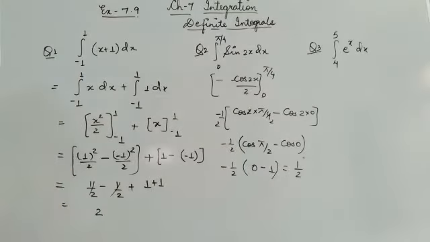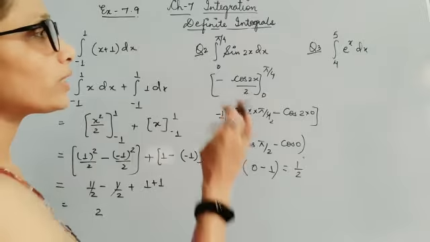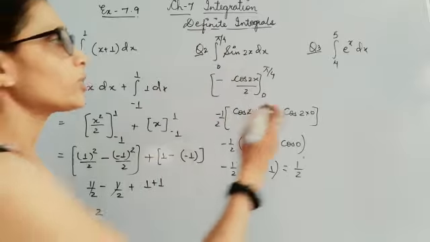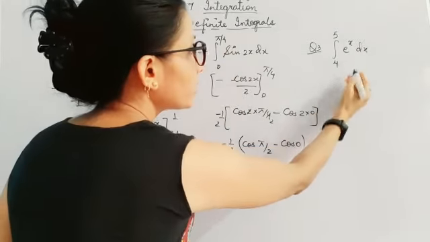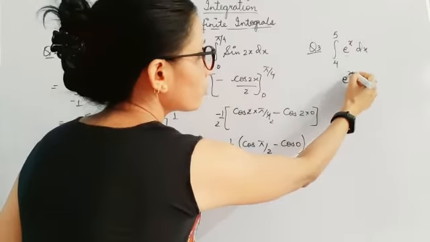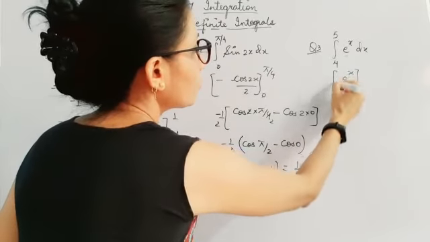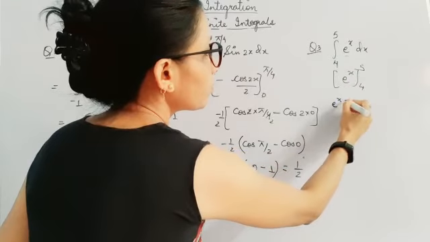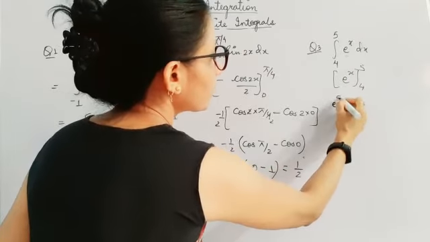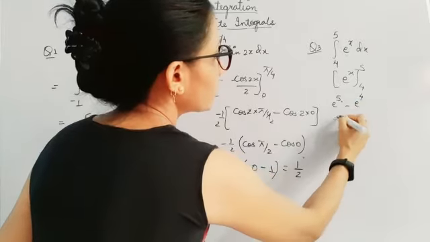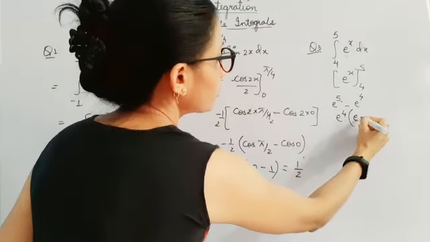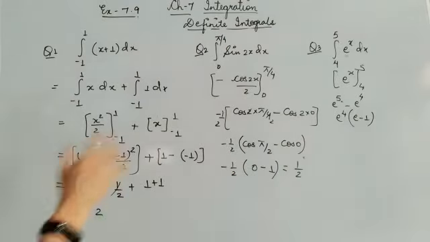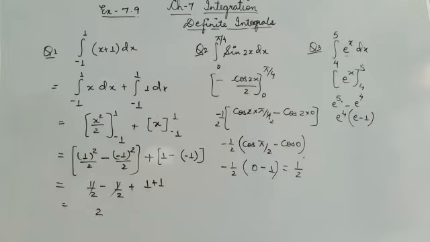Let's see the third question, children. Here it is given to you as integration of e raised to power x from 4 to 5. So what you will be doing, you will just be integrating this. Integration of e raised to power x is e raised to power x, and then you will be putting these limits over here. Now simply put the upper limit minus lower limit. Now e raised to power 4 you can take out common, and here you are left with e minus 1. So this is the way we get our answer in definite integral.